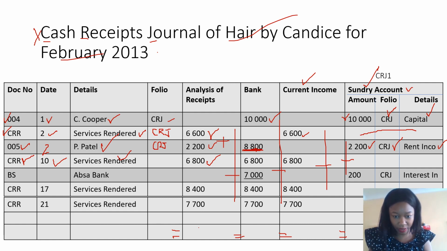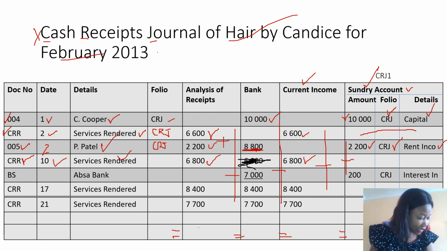Does it go straight to the bank as yet? No, does not go to the bank as yet, because there is another transaction on that particular day. Okay, so we received this as services rendered. We know that we record services rendered where? In the current income. And then we are done.